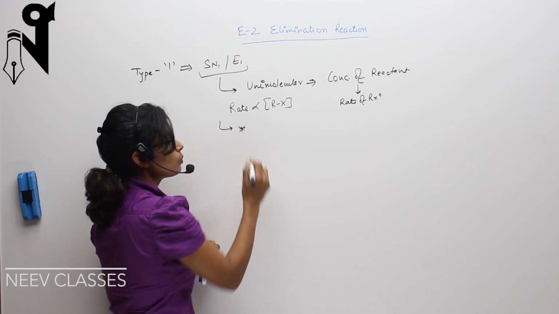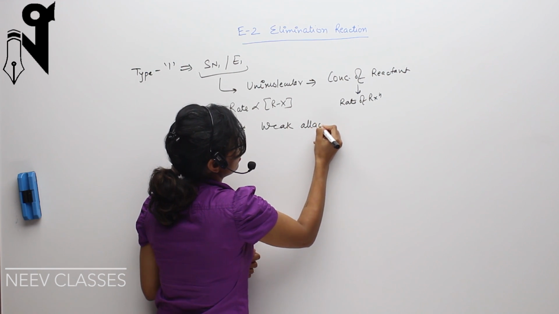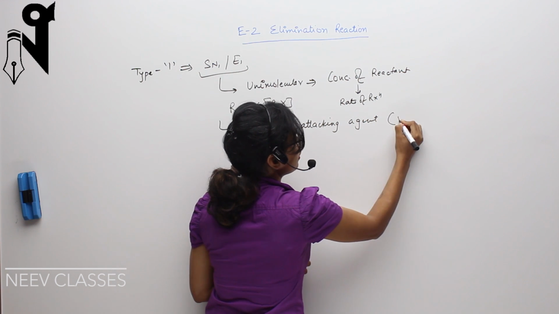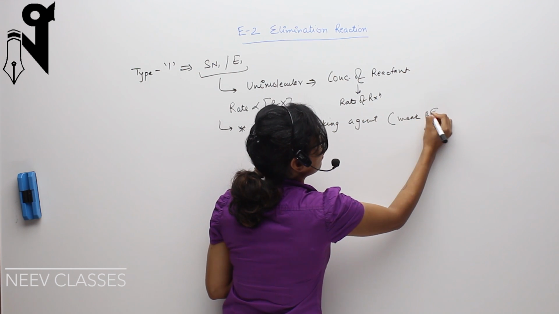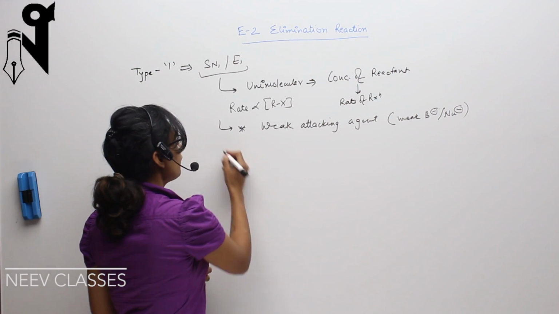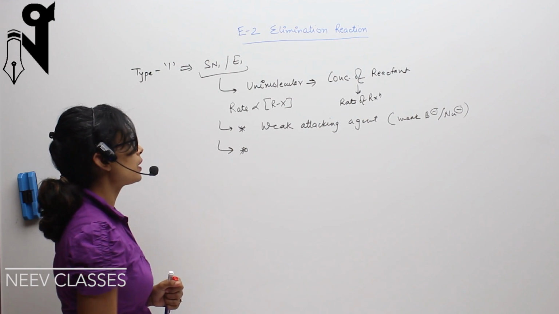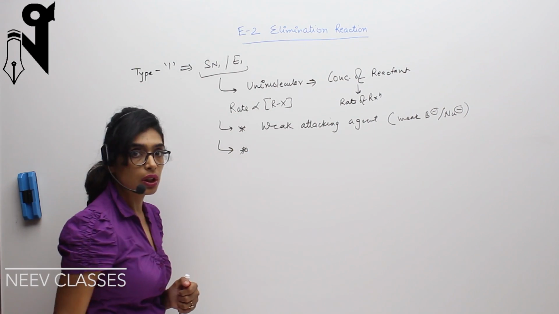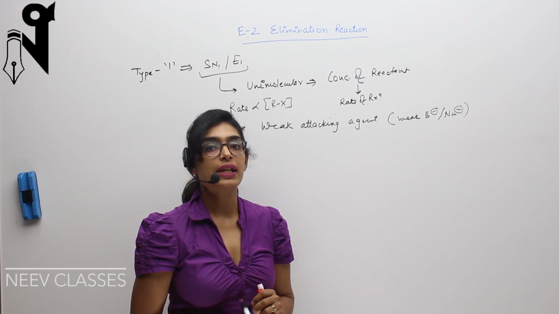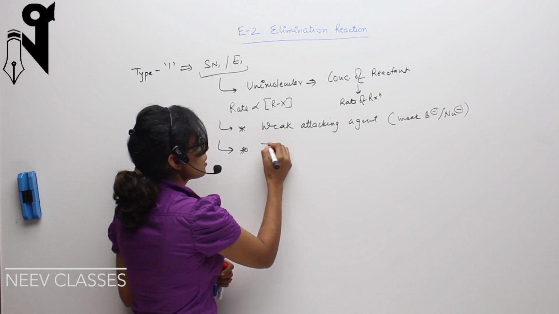Now apart from that, what is another important factor? Both of the reactions require a weak attacking agent. So basically it can be a weak base or a weak nucleophile. Now what is the other important thing? SN1 and E1 both can take place in the same reaction mixture. What will be the deciding factor to decide whether the reaction will go through SN1 or E1? That is temperature.